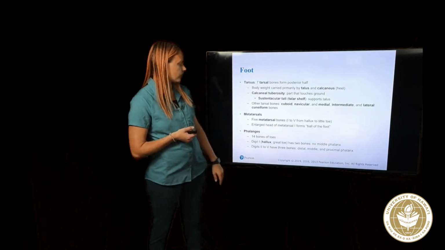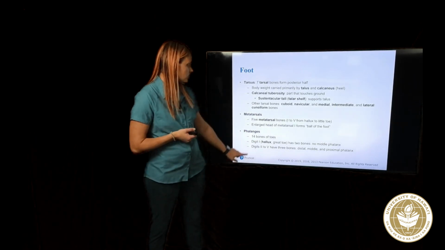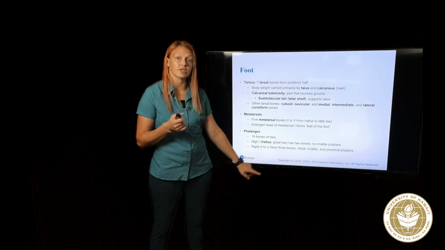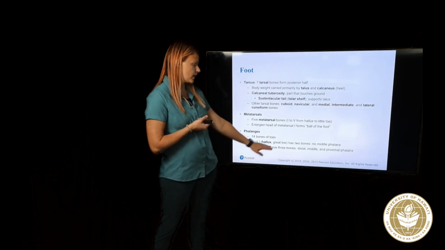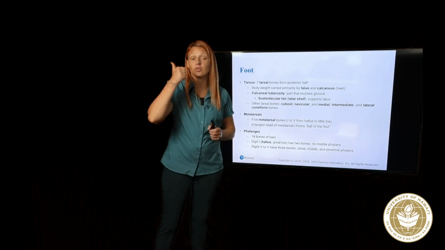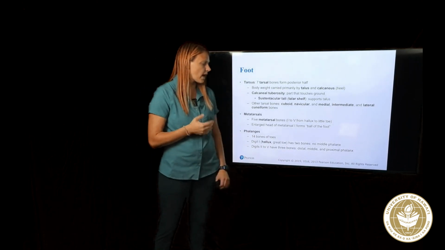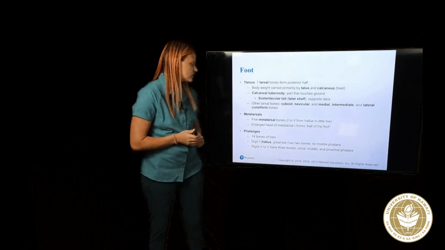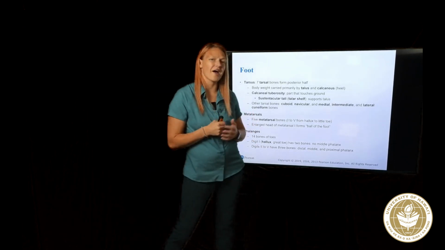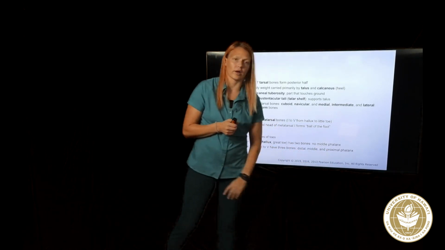Then you have your phalanges. So 14 bones of your toes. Digit 1, again, is the hallux. It's your great toe or your big toe. It has 2 bones, no middle phalanx, just like our thumb or our pollex, right? It only had 2 bones. Digits 2 to 5 are all going to have 3 bones. Again, just like with our fingers, it's going to be distal, middle, and proximal.